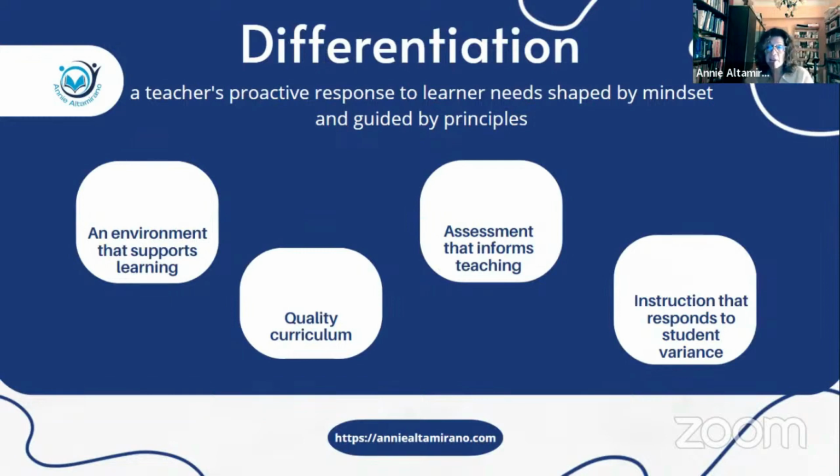And finally, another element is instruction that responds to student variance. If instruction is not responsive to students' needs in terms of readiness, interest, and approach to learning, the environment doesn't feel safe and students don't feel valued. So, if we believe in the ability of the content and the curriculum to improve our students' prospects and lives, we should be eager to know how each student is progressing towards achieving their goals and the classroom's goals.